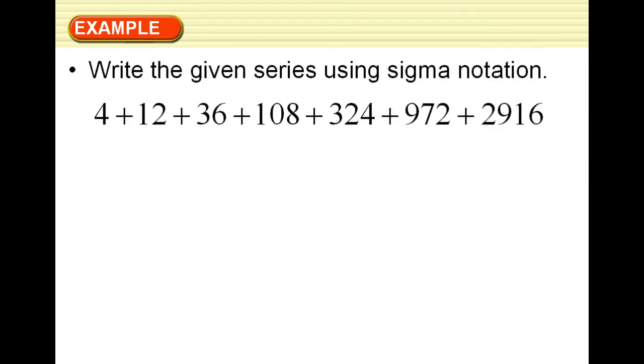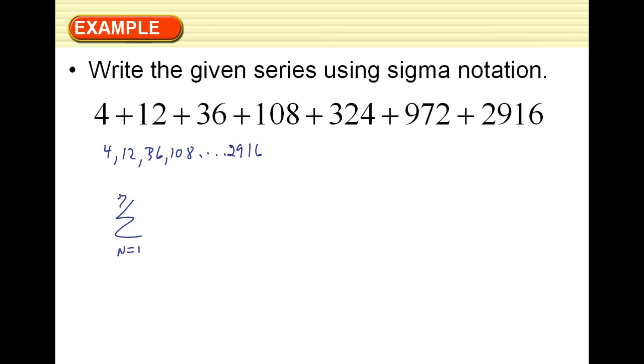Write the given series using sigma notation. Okay, now I've got to remember that a series starts from a sequence. My sequence is 4, 12, 36, 108, and so on down to 2916. So I know that I'm going to have the sum from n equals 1 to, this is 1, 2, 3, 4, 5, 6, 7 terms, so through 7.